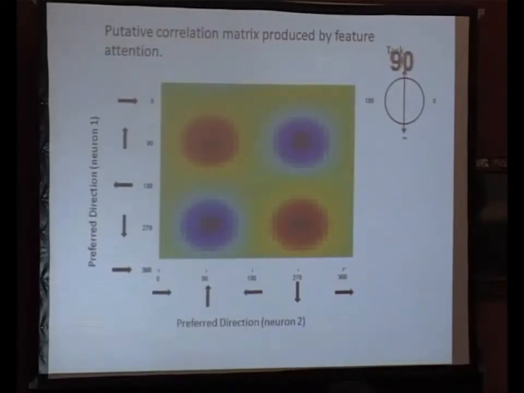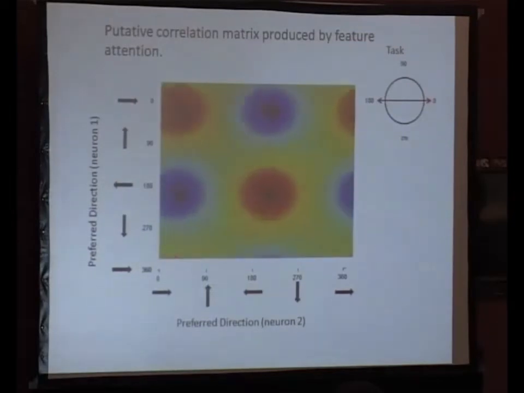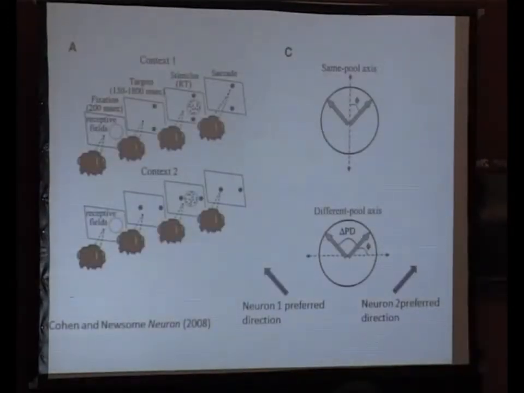So it generates this matrix with a very different shape. But more importantly, the shape of this matrix is going to change with the task. So now think about what happens if we give the animal a left-right task. Now the positive correlation will have to be between neurons that like 0 or 180. So you get a matrix of the same shape, but it's been translated in this space. And so a top-down mechanism like this would have to produce a correlation matrix that changes with the task. And so that's the central question I want to look at.